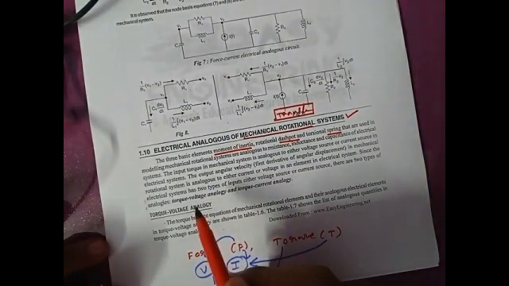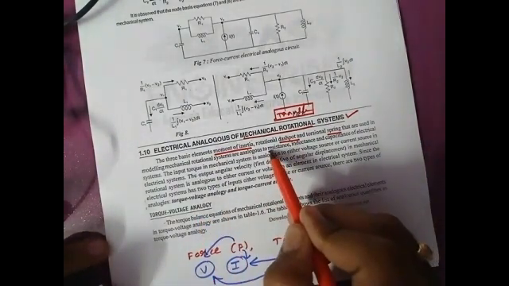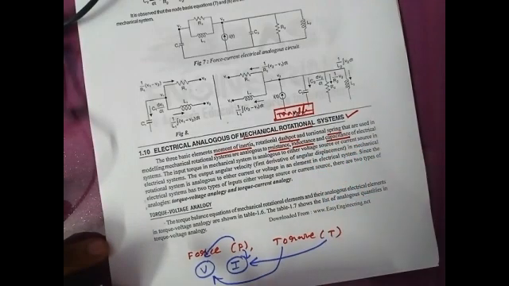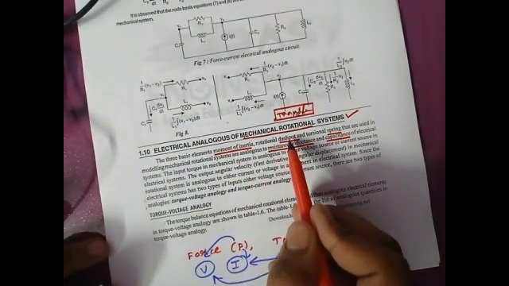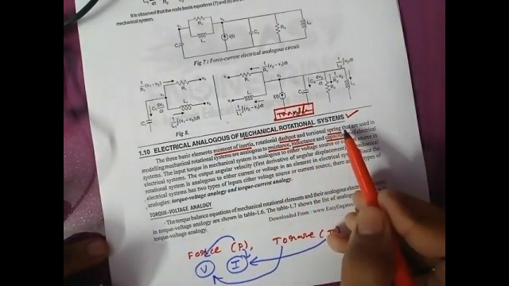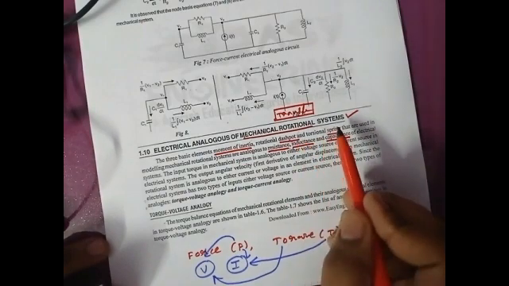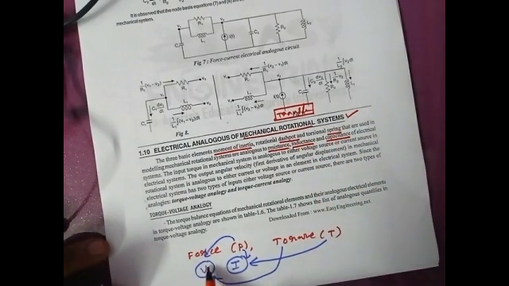But in an electrical system, to represent an electrical system, we'll use resistance, inductance, and capacitors. So, what are the analogous elements of the moment of inertia? What are the analogous elements for the dashpot? And what are the analogous elements of the spring for a mechanical translation system if you follow the force voltage and if you follow the force current? All those discussions we had studied in the previous classes and previous videos.